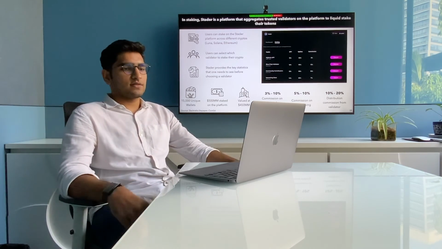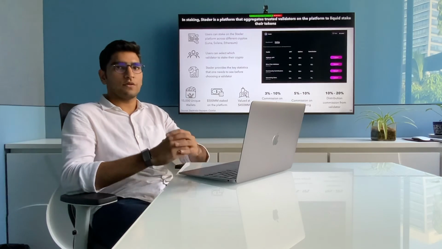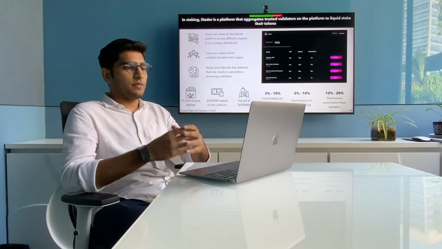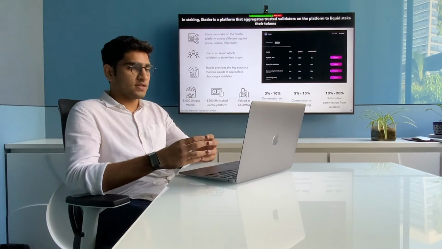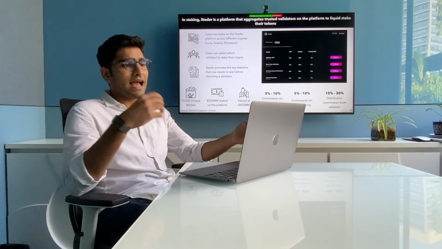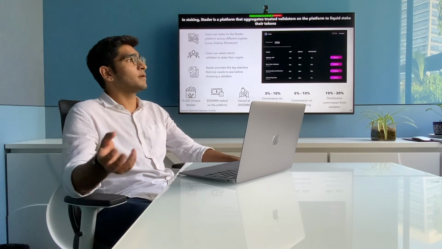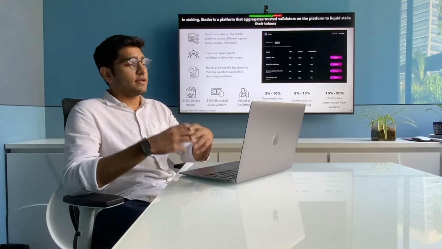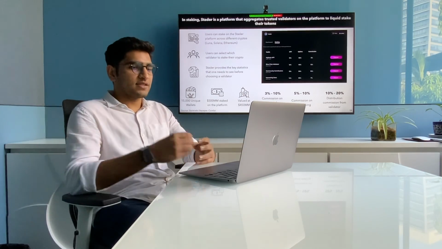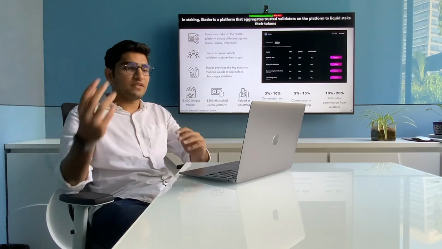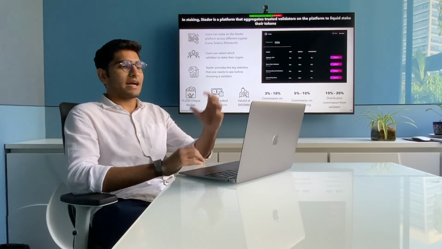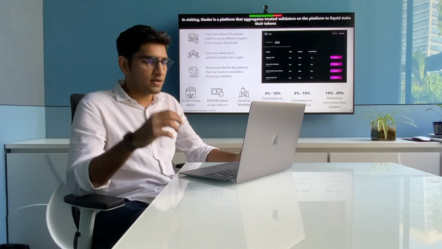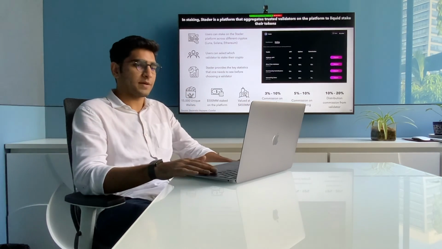Now we ask ourselves the question: how does Stader as a platform earn money? They are able to take a commission on rewards from the user, as well as take a commission on the rewards from the liquid staking that they provide the users with. And at the same time, for onboarding secure validators, they get a percentage of what the validators make. Hence, they're able to capitalize on every part of the user as well as the validators' experience on their platform.